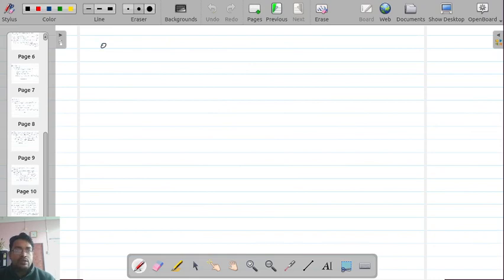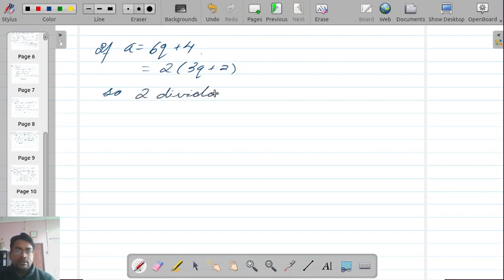If a equals 6q plus 4, then this can be written as 2 times (3q plus 2). So 2 divides a, and a is greater than or equal to 5, so a cannot be prime.